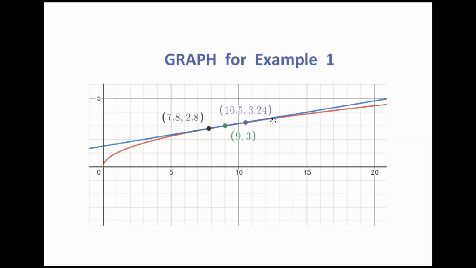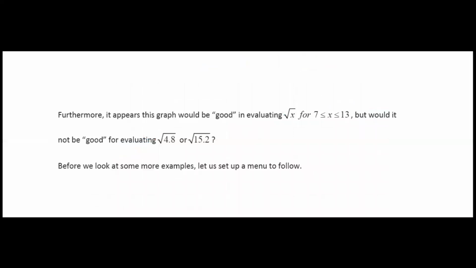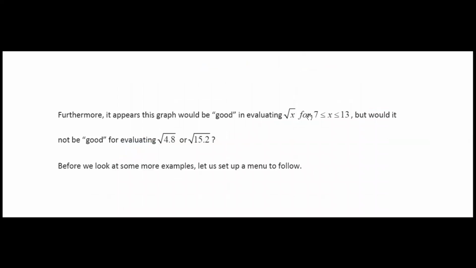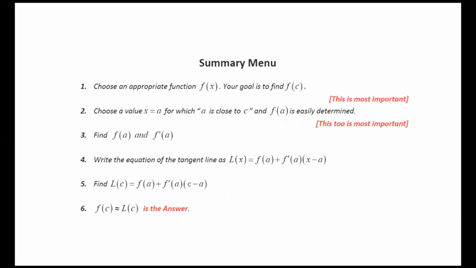It wouldn't be good for 4.8, because where is 4.8? Well, 4.8 is back here somewhere, okay? And they've diverged, so it wouldn't be good for that, nor would it be good for 15.2, because 15.2 is up here and they begin to diverge there. So I hope you understand what we're trying to drive home here.